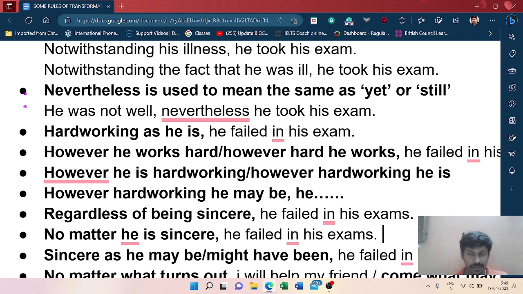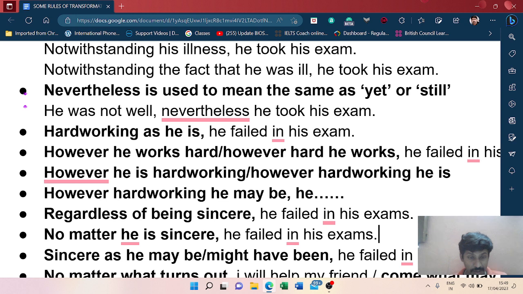See, no matter he is sincere, he failed in his exams. It means in spite of being sincere, he failed in his exam. It means also despite being sincere, he failed in his exams. Despite the fact that he is sincere, he failed in his exam. Despite his sincerity, he failed in his exam. All things are denoting the same fact in a different way, following different syntax of the words.